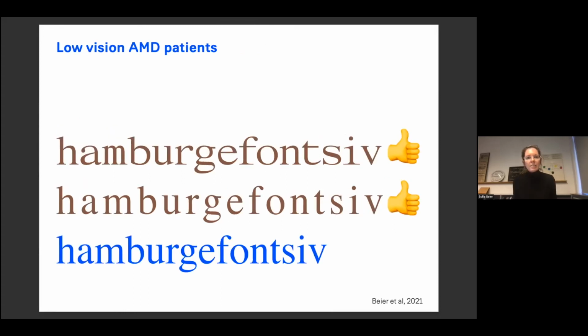So this we tested with low vision readers. And what we found was that these two cases, one expanding the font and one adding extra interletter spacing, actually improve reading accuracy for these low vision patients with the diagnosis of AMD.